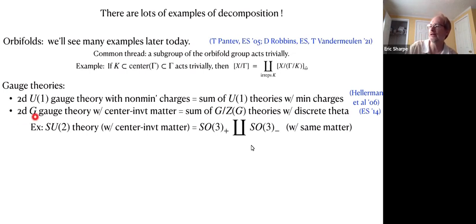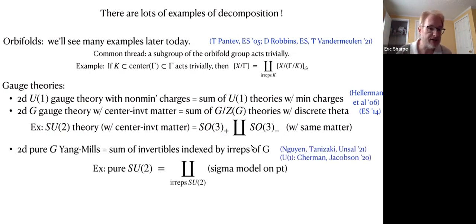Another example, a two-dimensional, let's say, G gauge theory where G might be non-abelian, with center invariant matter is a sum of G mod center gauge theories with what are called discrete theta angles, which weight the different constituent universes. So for example, an SU2 theory in two dimensions with center invariant matter is the same thing as a sum of SO3 theories with the same matter.